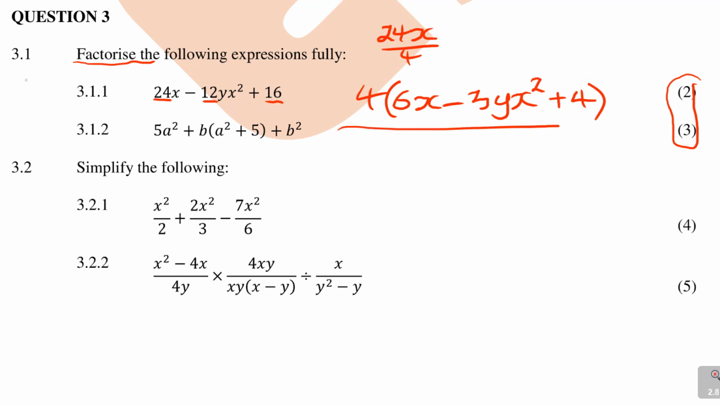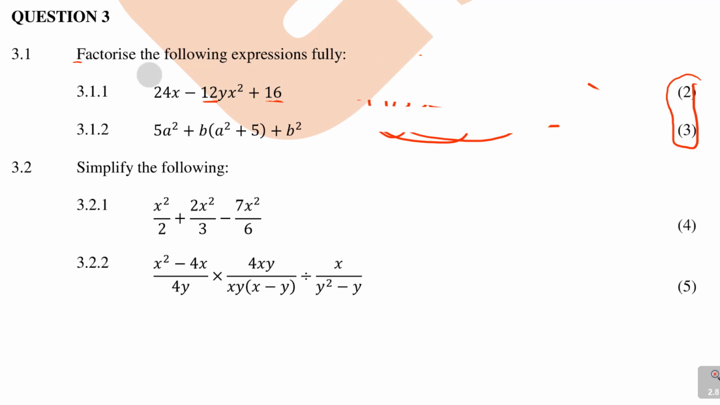You must be able to quickly do this: if I open that bracket, I must get whatever I did there. This one is a quick one. Next one, if you're factorizing again, what do you think? It's 3 marks. Let me just think.